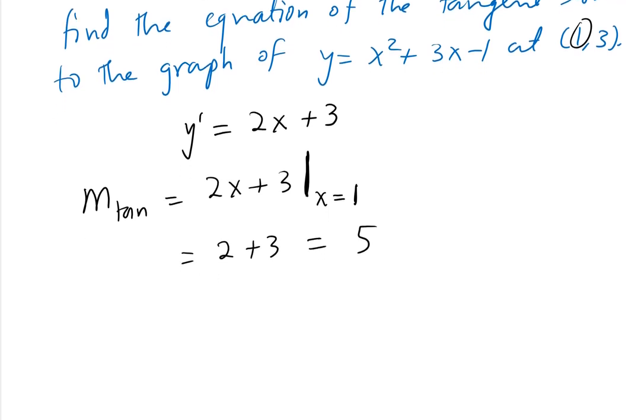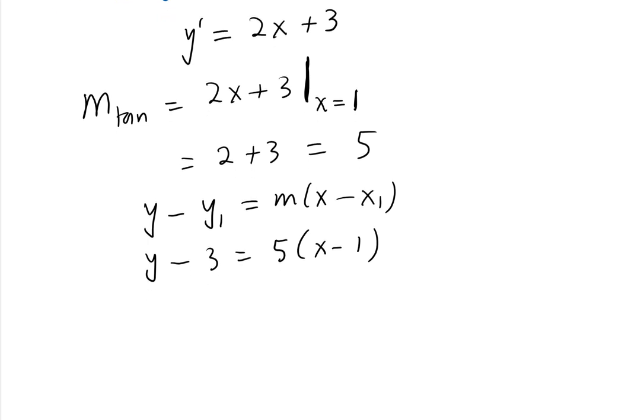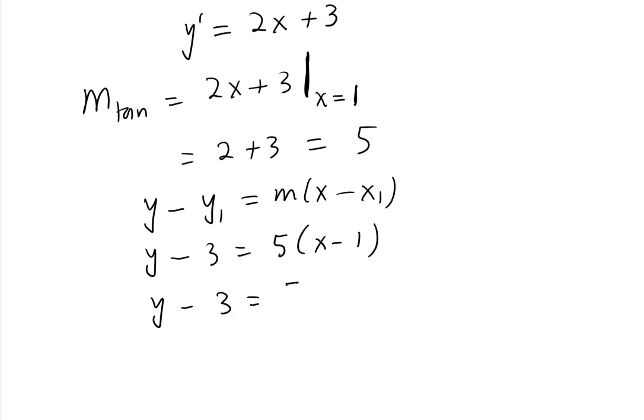That's the slope. If you want to find the equation, we finish out by writing the formula: y minus y1 equals m times x minus x1. This is x1, this is y1. Slope is 5, x minus 1. y minus 3 equals 5x minus 5. Add 3 to both sides.